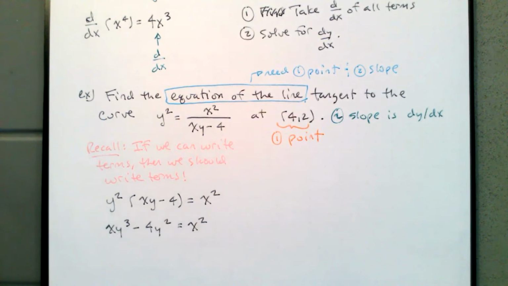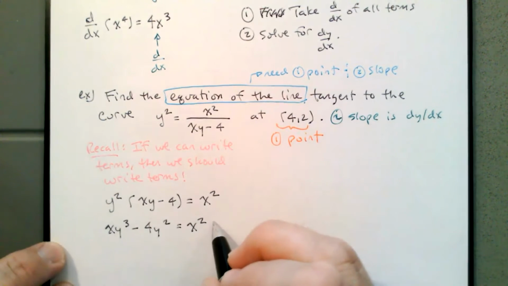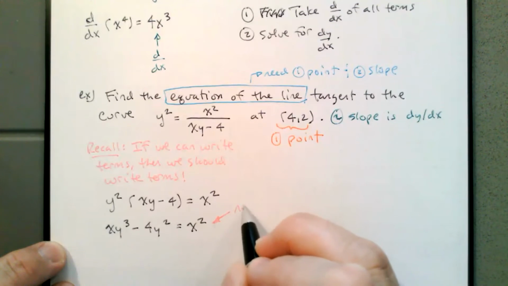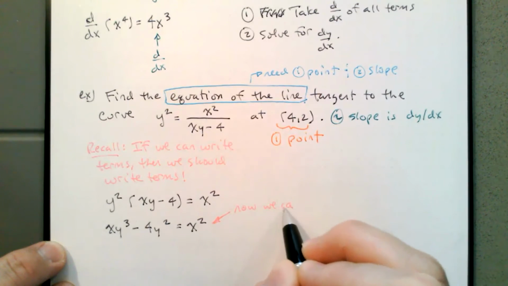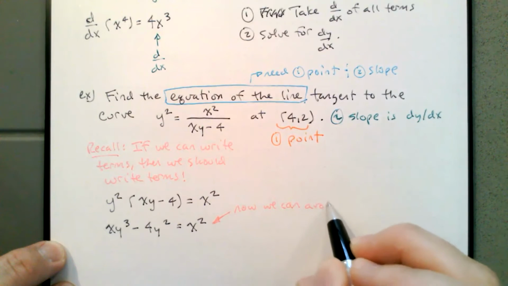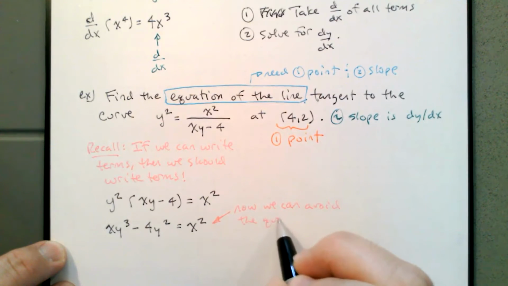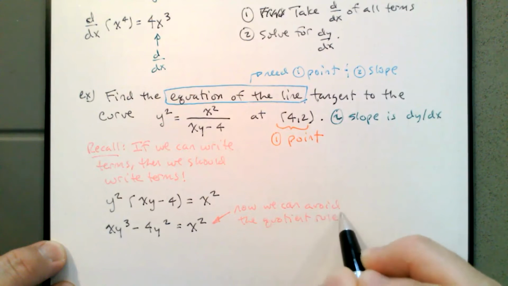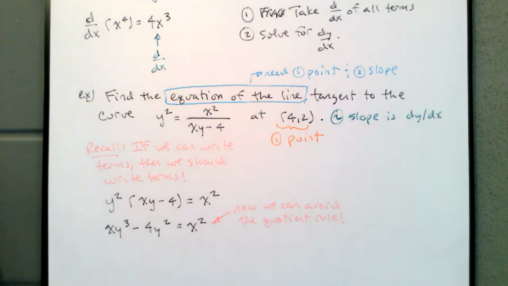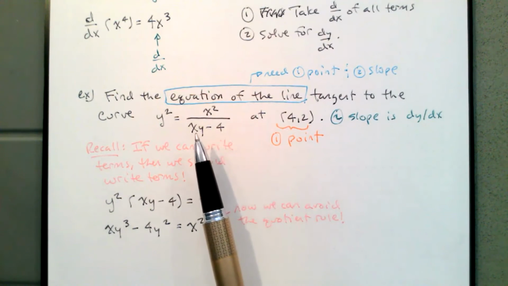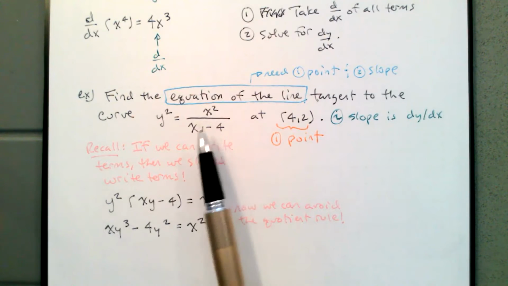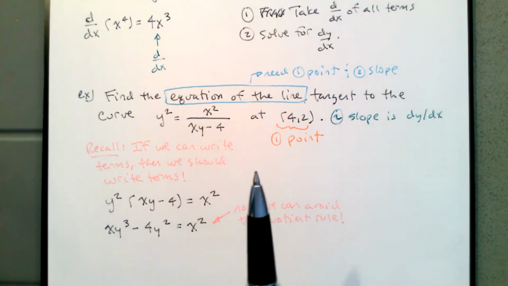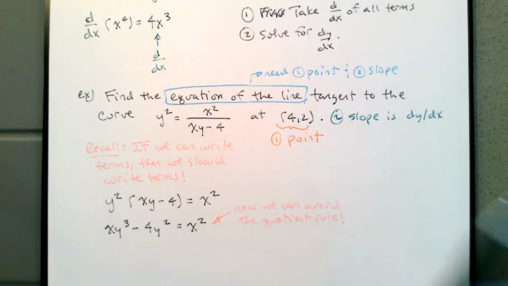Now we can avoid the quotient rule. We're going to have to use the product rule in xy cubed, but we were going to have to use the product rule anyway because of this xy. And that product rule would be inside of a quotient rule, and that sounds like a mess. So we think back to the beginning.